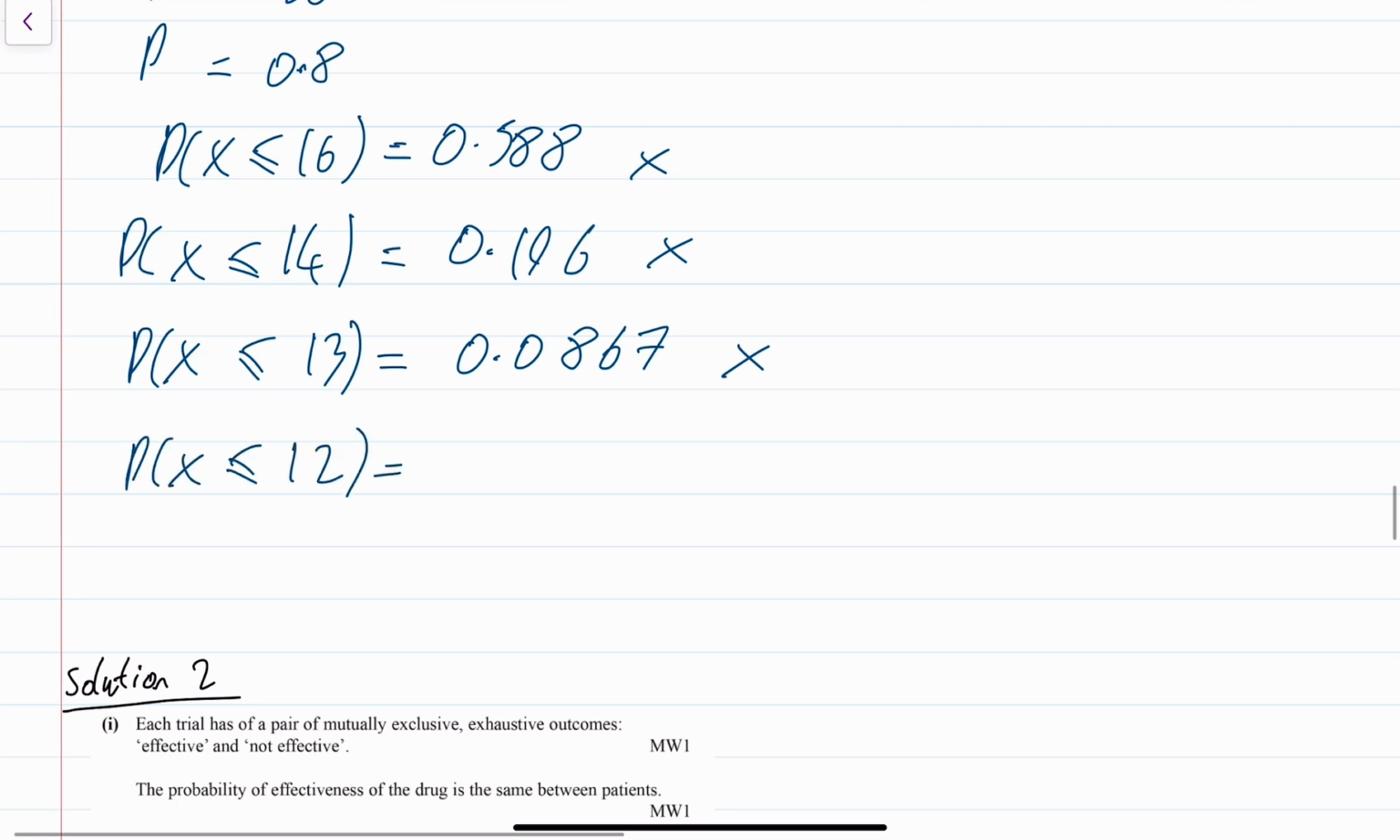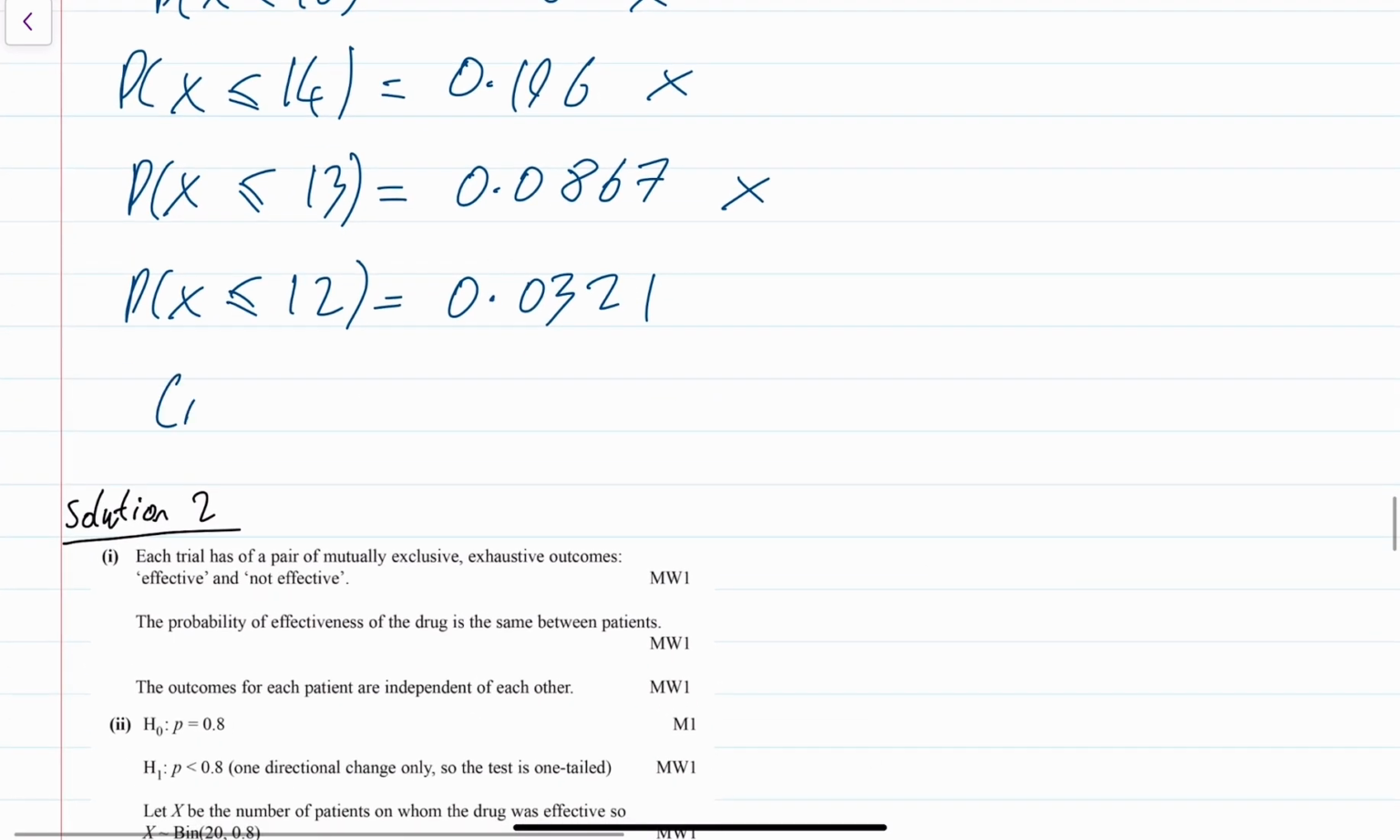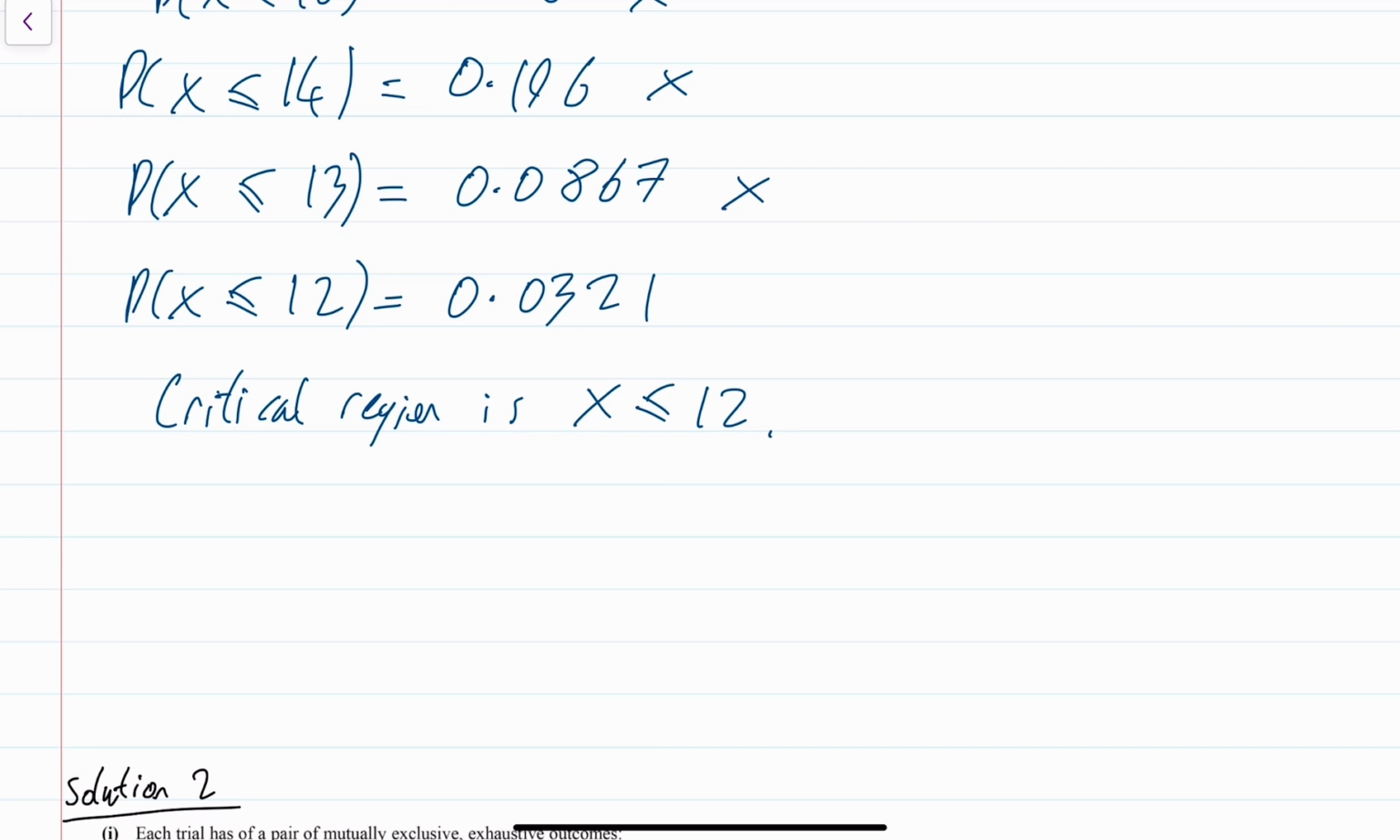X is less than or equal to 12, and put the 12 in, and you can see the probability X is less than or equal to 12 is 0.0321. So that actually was our value we used, and our value was the first value that fell into the critical region. So you could say, if you're asked for it, the critical region is X is less than or equal to 12. So anything 12 or below is going to be in our critical region, and that is it.